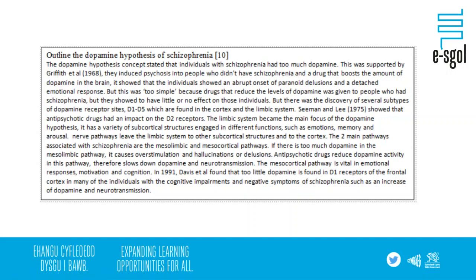Gave people a drug that gives them too much dopamine in the brain, and it meant that they started to have paranoid delusions. Okay, a little bit muddled, but very nice to see that there is a bit of a description of the research in there. But there was a discovery of several subtypes of the dopamine receptor sites, D1 to D5, which were found in the cortex of the limbic system.